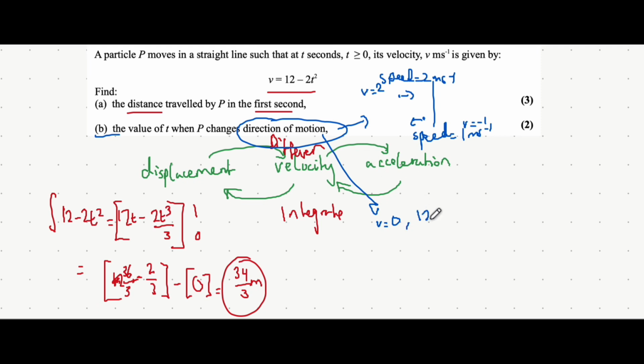We say that 12 minus 2t squared is equal to 0. Let's solve that by first adding 2t squared to both sides. So 2t squared equals 12. Divide both sides by 2, so t squared is 6. And then square root both sides, so t is... Now when you square root, there's always a plus or minus answer. But here it doesn't make sense to take into account the negative answer, because time can't be negative. So t is equal to root 6, which is enough for the answer, but in your calculator that will give you a value of 2.45 seconds.